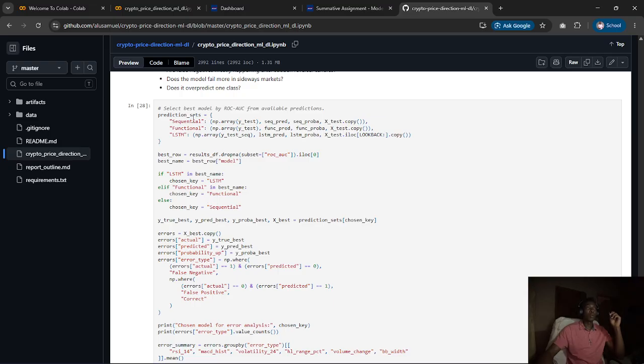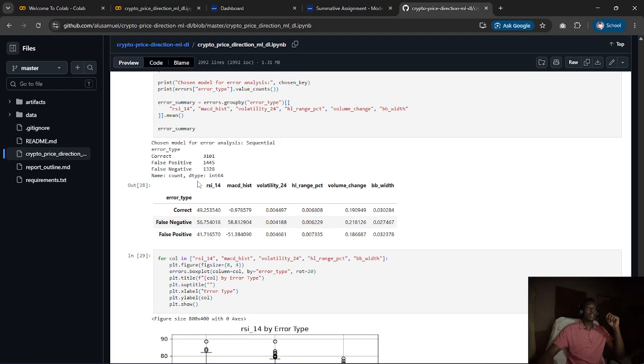And I have also the prediction set, where I'll be seeing the sequential, the functional and LSTM. And I have here the chosen model for error analysis, which is sequential, and the error correct. On this part, I will be seeing the error type: the correct, the false positive, the false negative, name, count, data type, and integer 64.